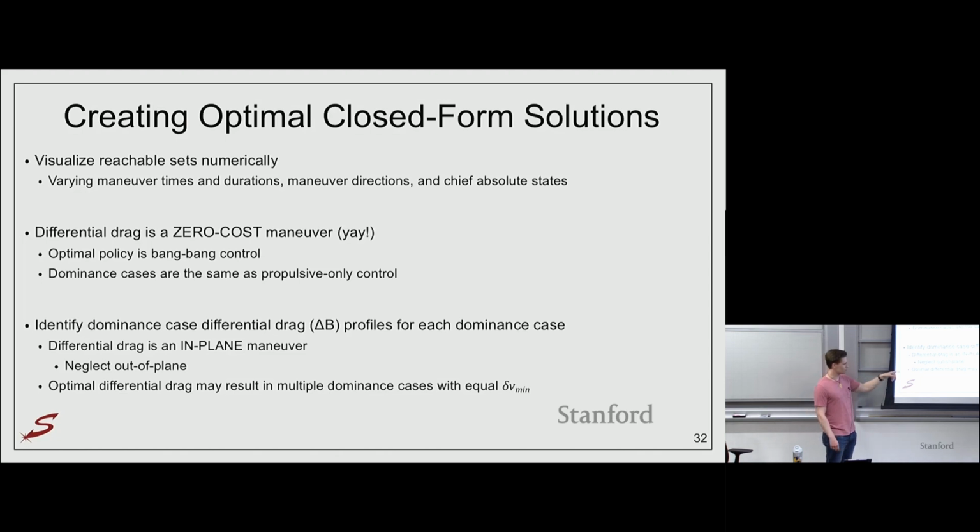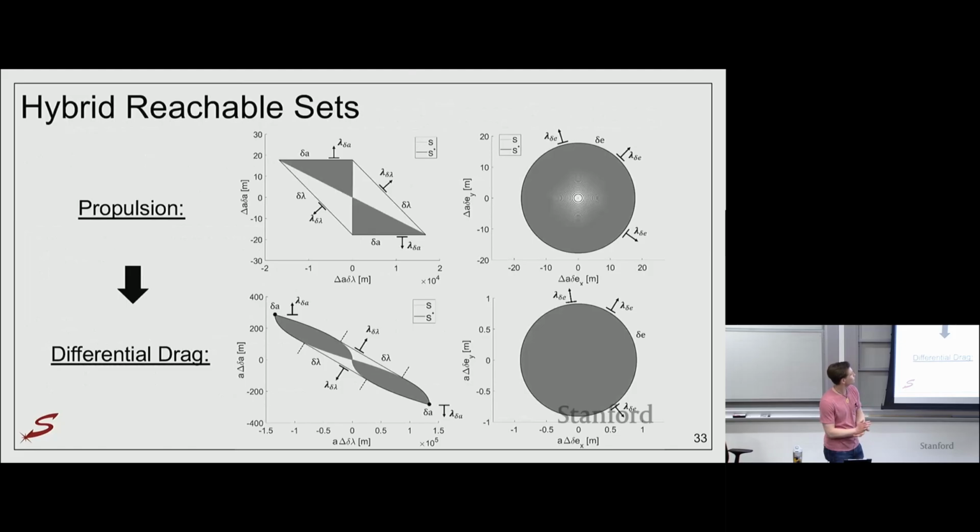This keynote here, we'll get to more towards the end, but optimal differential drag may result in different dominance cases with equal delta V min. And you'll see what I mean as I dive into the reachable sets. Okay, hybrid reachable sets. We have the propulsive reachable sets and their dominance cases shown on the top row here.